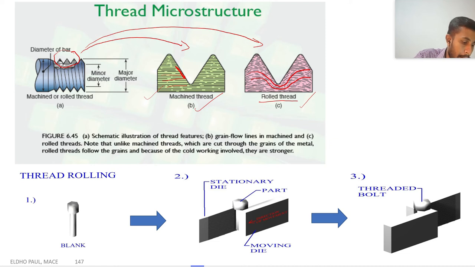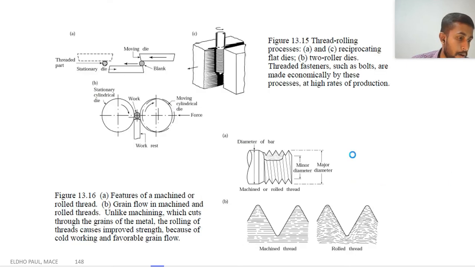So this is the blank we use for making the thread, and we keep it in between the two reciprocating dies. Here we can see the threaded lines, and these lines are pressing the blank and producing the threaded profile on the workpiece. After this reciprocating motion, we get the final threaded product. So this is an example.